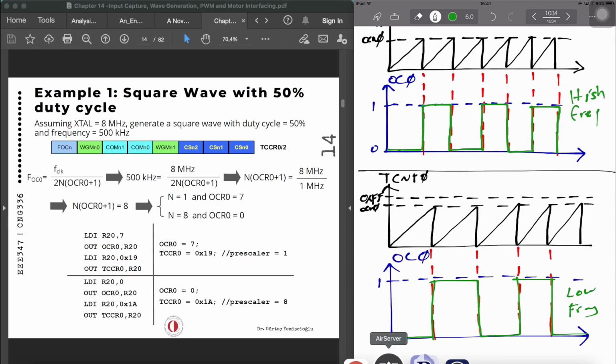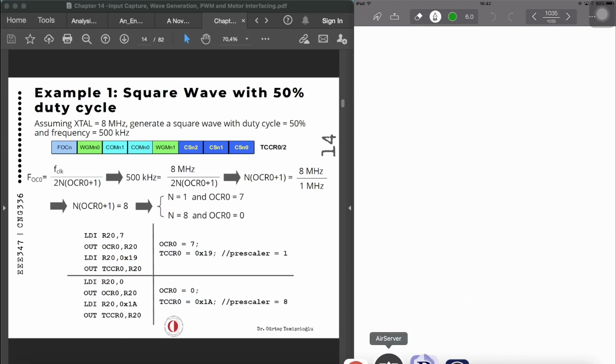Okay, so we'll also do a couple of examples related to these in the live session.